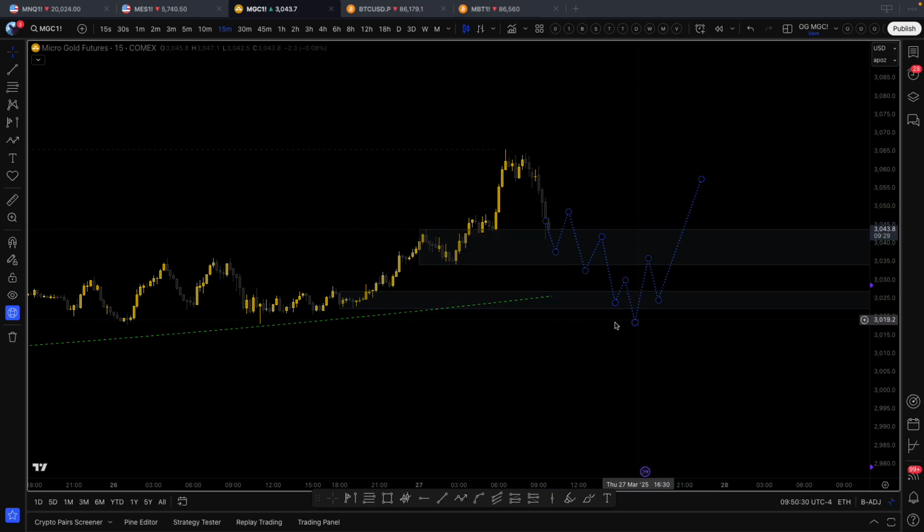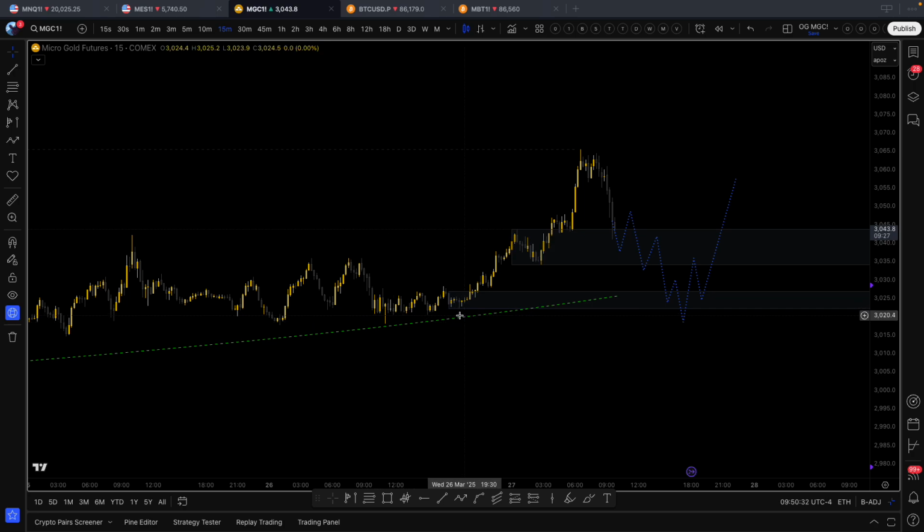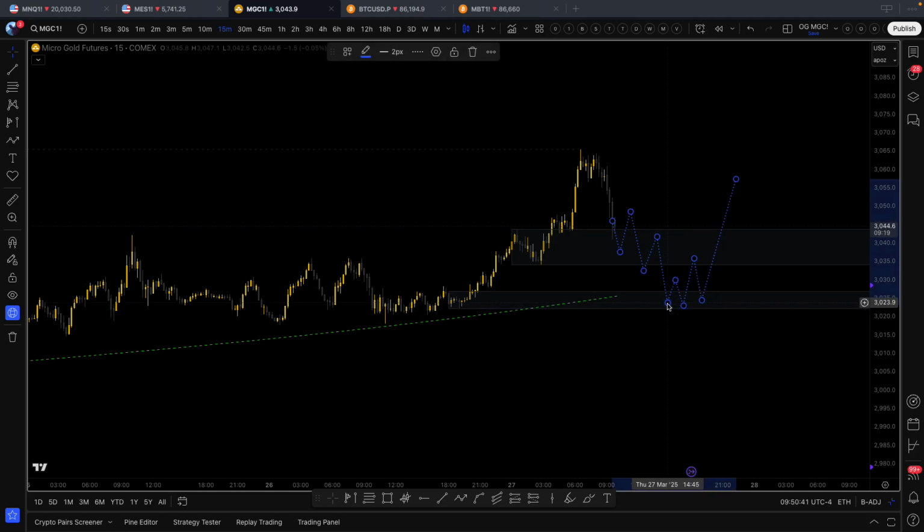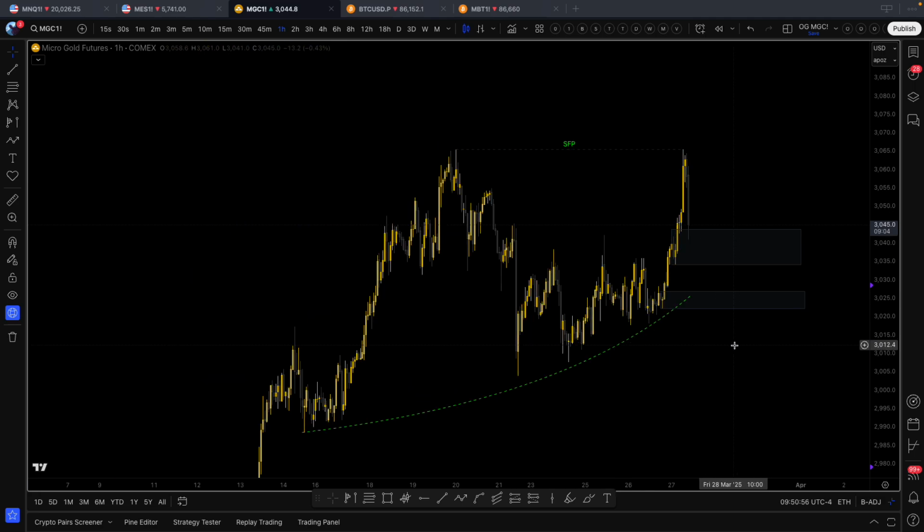And it could overshoot this level and take this liquidity sitting right here, which would be really, really nice. Or it could just simply hit the block itself. And then we create a nice Model 2 or Model 3 inside this block. So those ideas are what I'm watching out for currently on gold.